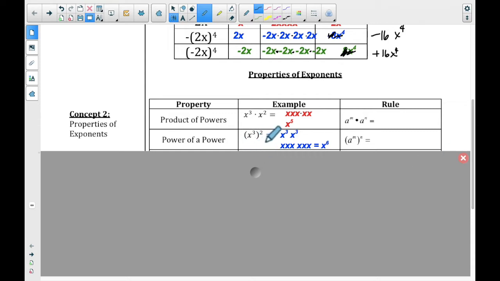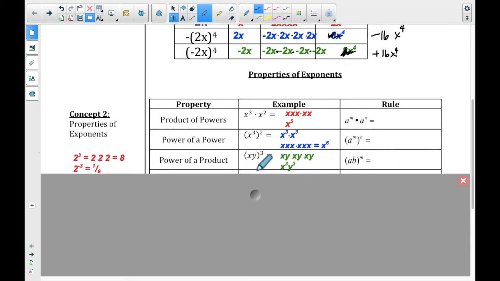Okay, x to the third to the second power means x to the third times x to the third. That means x times x times x times x times x times x. There are 6 x's there, so that is x to the 6th. Next one, we have parentheses with an xy that is taken to the third power. That means xy times xy times xy. That means we have x to the third and y to the third, because we have x, x, x, that's x to the third, y, y, y, y to the third.